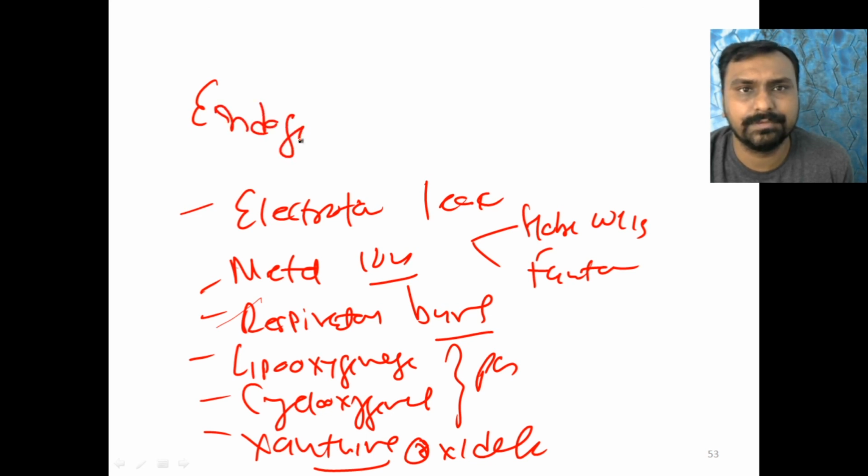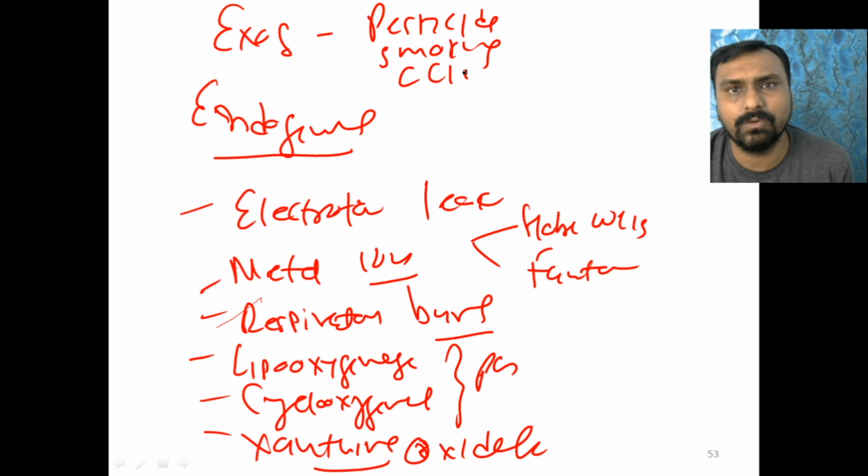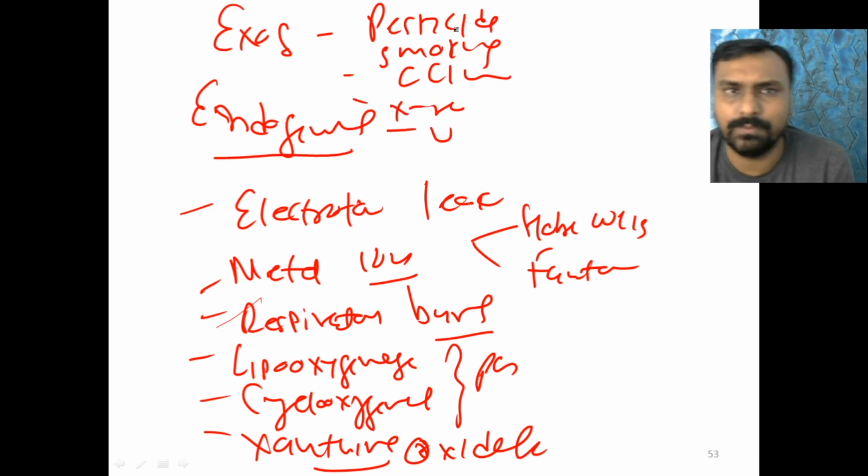endogenous sources. What are the exogenous sources? Exogenous sources like pesticide, smoking, carbon tetrachloride, okay, X-ray, ultraviolet rays, all are the exogenous sources of free radical.